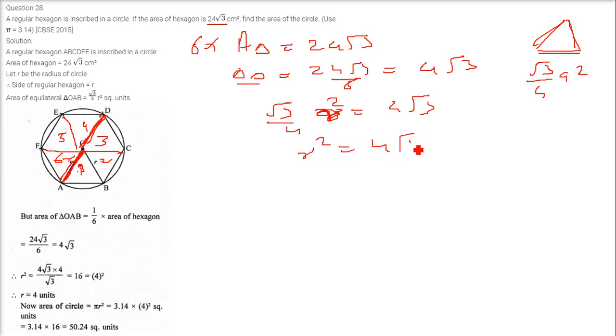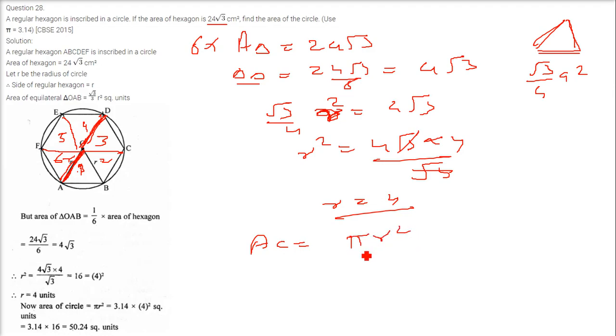So r square will be 4√3 into 4 by √3. So that is nothing but √3 cancel, 4 square, r will be equal to 4. So we got the radius now. Now we can find out the area of the circle. Area of the circle is simply pi r square. We know the radius, so pi is 3.14 and r is 4 into 4, that is 16, and this is going to be 50.24 square units.